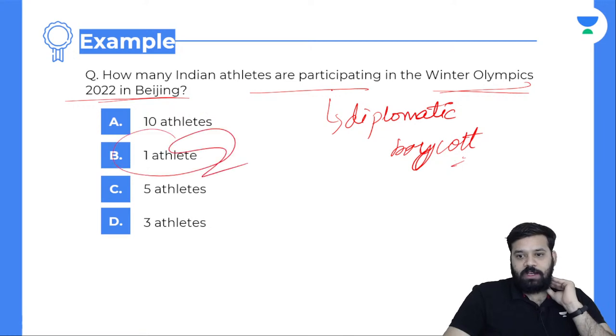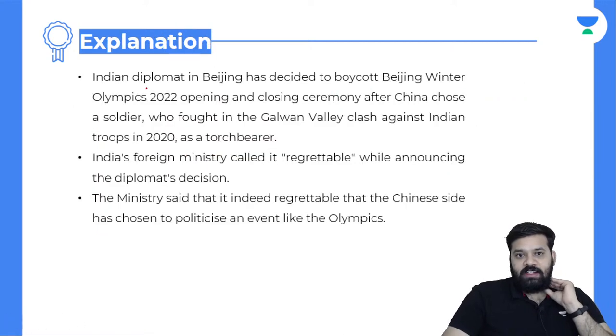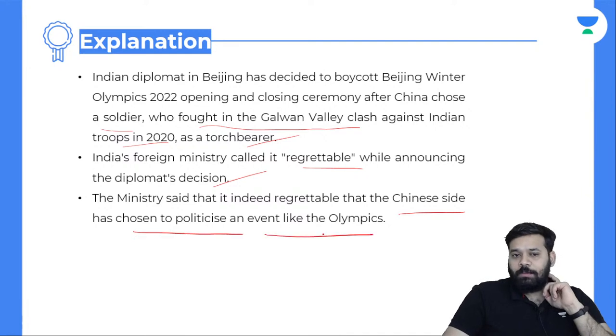I guess one athlete is the right answer. The Indian diplomat in Beijing has decided to boycott the Winter Olympics 2022 opening and closing ceremony after China chose a soldier who fought in the Galwan Valley clash against Indian troops in 2020 as a torch bearer. India's foreign ministry called it regrettable, saying it is indeed regrettable that the Chinese side has chosen to politicize an event like the Olympics.